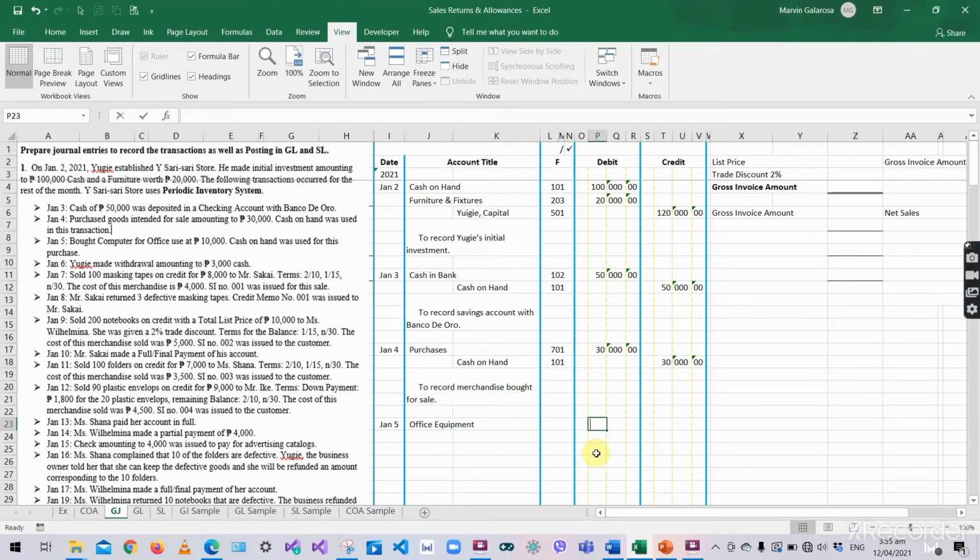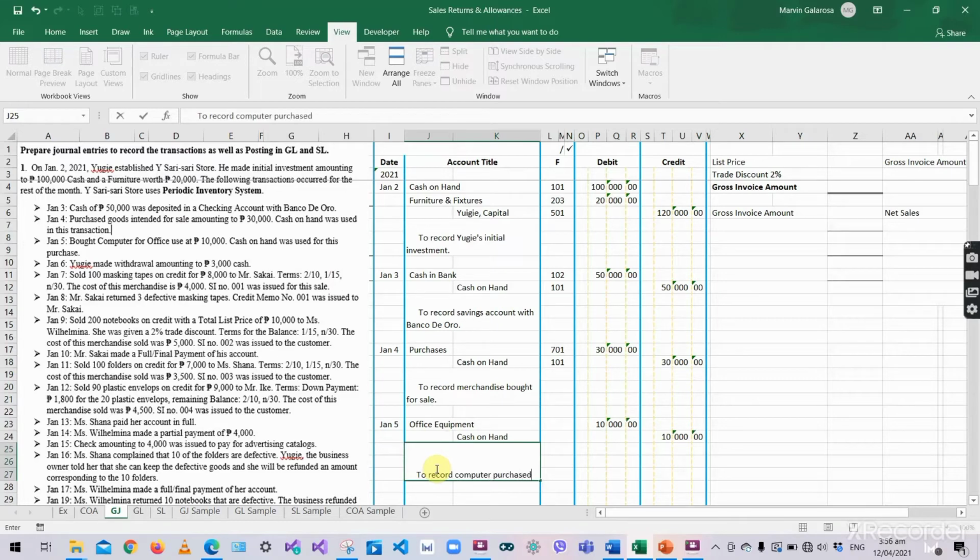10,000. So, cash on hand ang ginamit. So, credit cash on hand. Para dun sa binayad na cash. 10,000. To record computer purchase for office use. We're done with the journal entry.